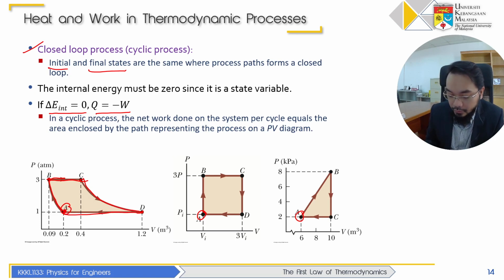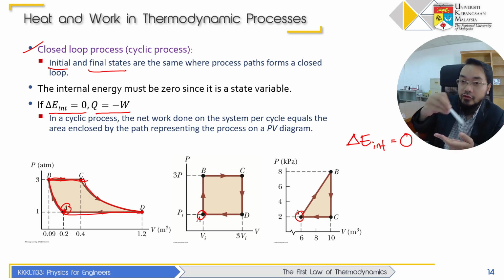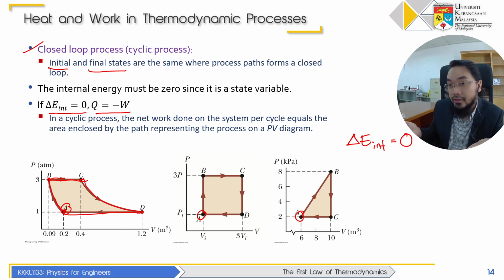In a closed loop process, one thing you need to bear in mind is that the change in internal energy is always equal to zero. Why? Because there is no change in the state. The state remains the same. From initial, it goes through the whole pathway and then back to its original state. So there's no difference between the final and initial state. Therefore, internal energy remains the same. It changes throughout the process, but it goes back to its original state. So for a closed loop process, the change in internal energy is always equal to zero.